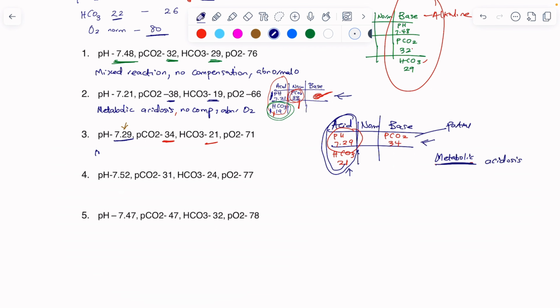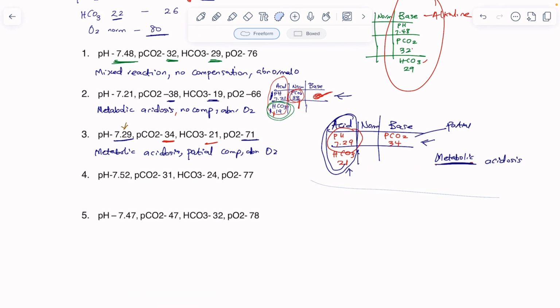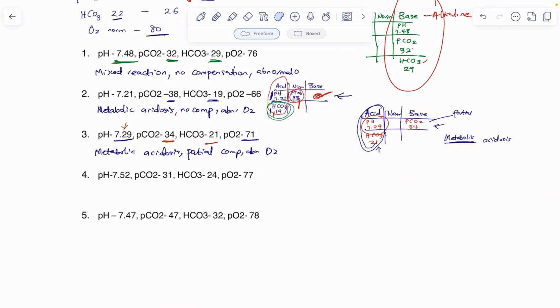Metabolic acidosis, partial comp, abnormal PCO2 because it's 71. Okay, so I'm going to make this smaller again so we could have space for the next one. We're on a roll, guys.